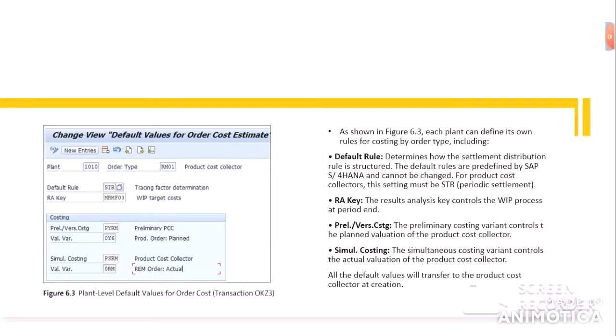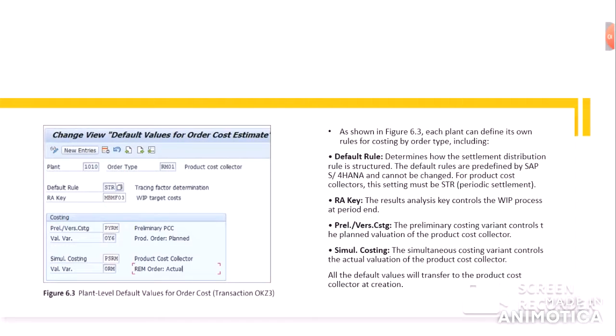Now, as shown in this figure, each plant can define its own rules for costing by order type, including the default rule, which determines how the settlement distribution rule is structured. The default rules are predefined by SAP S/4HANA and cannot be changed. For product cost collectors, this setting must be STR, periodic settlement.